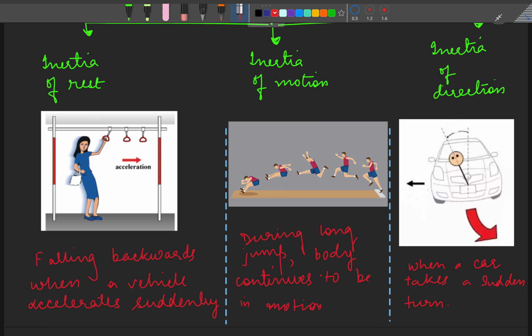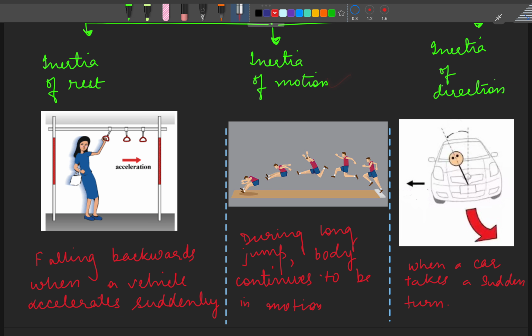Another good example is, look at this video. When an athlete is trying to take a long jump, they take a run up, and till here the body was in motion. At this point, the body has left the ground because of the jump. But because the tendency of the body was to continue being in motion, the athlete doesn't fall down here. It goes a little forward and then hits the ground at this position, right?